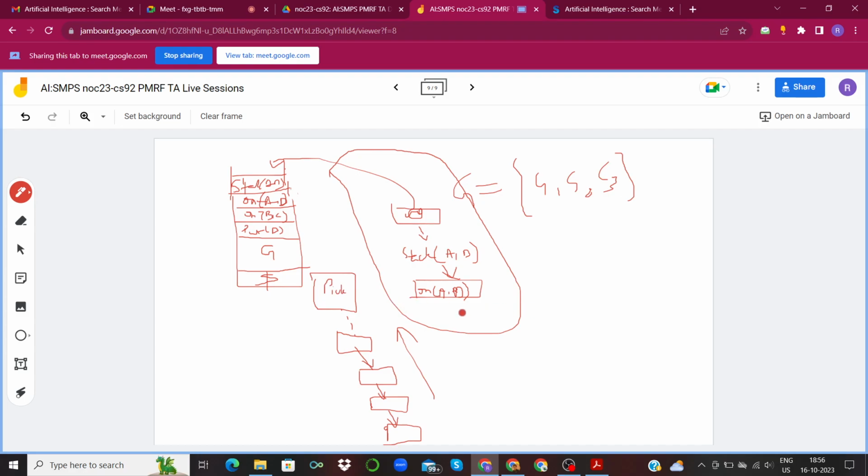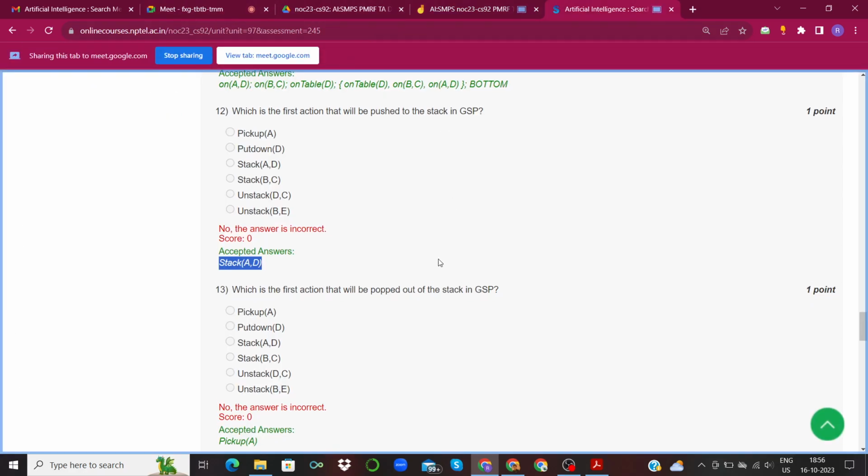Because in order to solve this on A comma D, one of the first things that you have to do is you need to pick up A from somewhere and then keep it on top of D, right? So that will be the first thing that will be popped out of the stack towards the final completion of a subgoal. That is what is essentially asked over here.